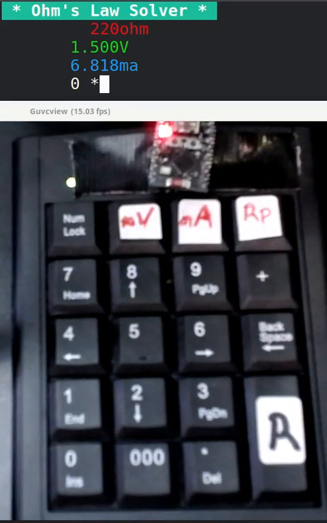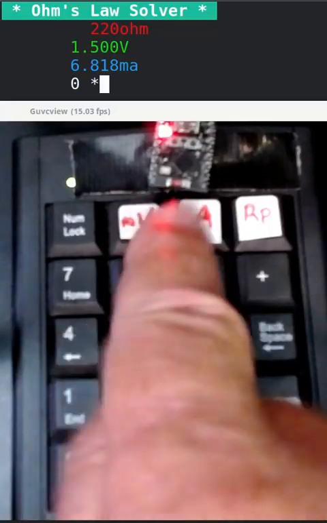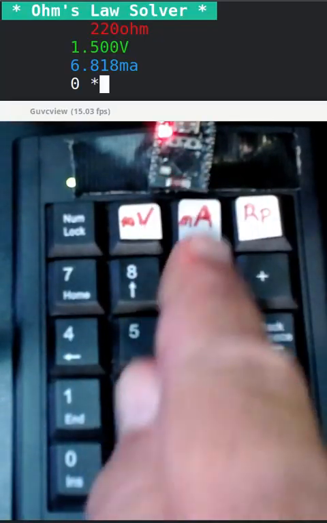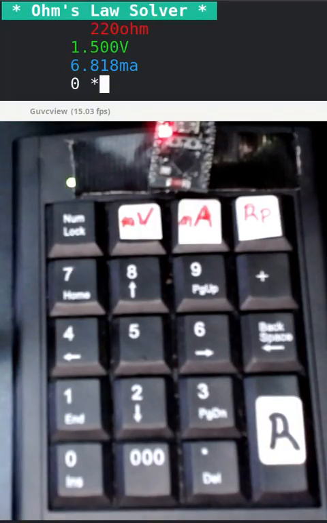But obviously, it's more fun if you can actually make a dedicated instrument with the C3, with your own keypad being scanned or whatever, serial maybe, and then going out to an LCD as well. That might be the next one I do. Okay.